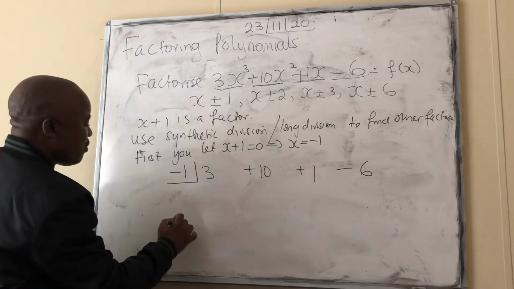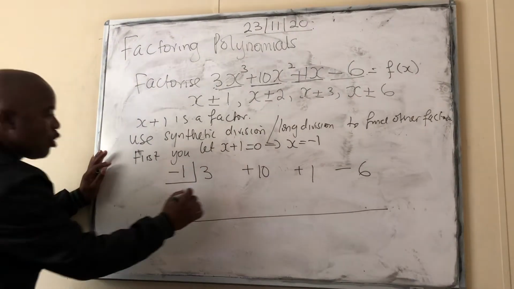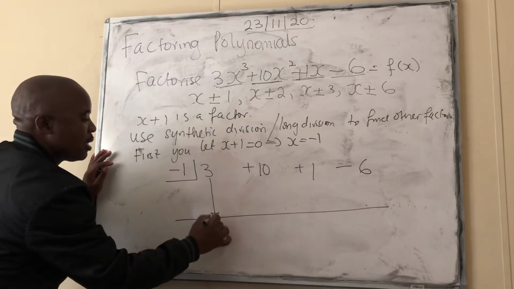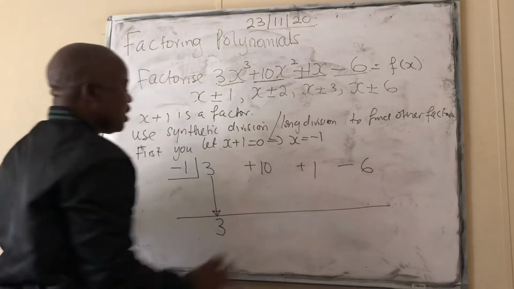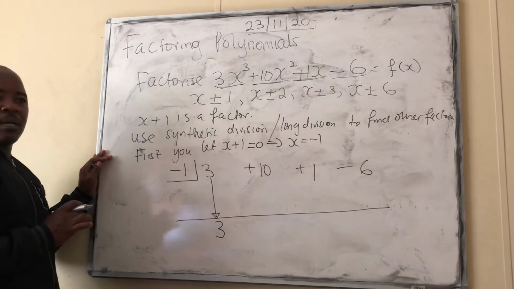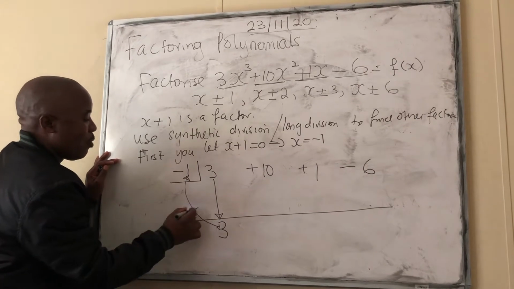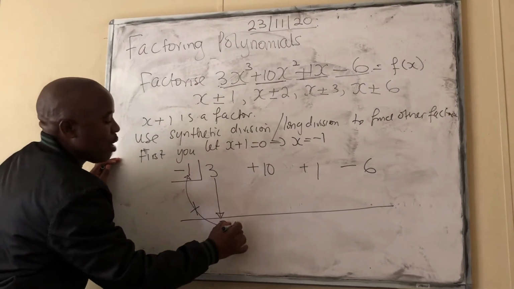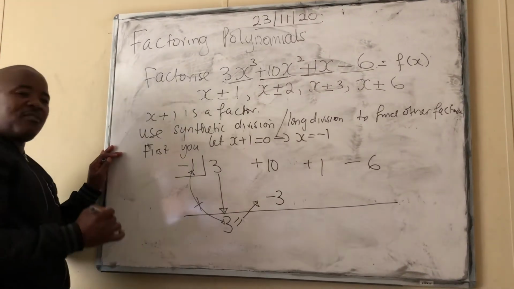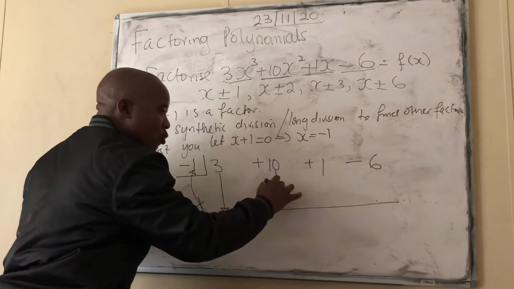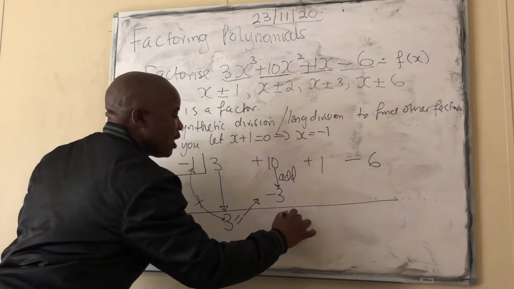And then once you have these, you make a long bar separating this. And then you bring down this number. After you have set up your coefficients, you bring down this number. And then you do what? You multiply. When you multiply, you then do what? You place it here. That will be minus 3. After doing that, you do what? You add. When you add, this will give you 7.